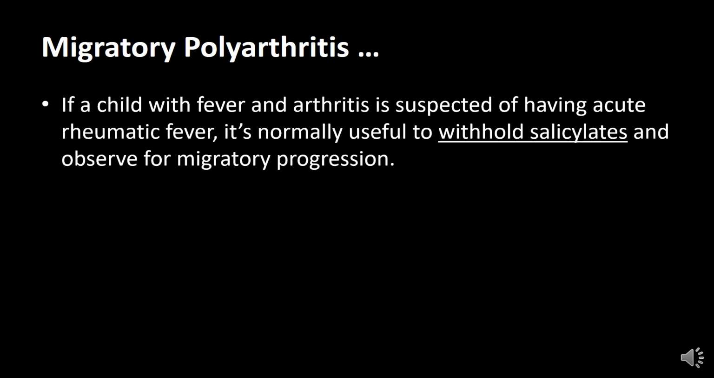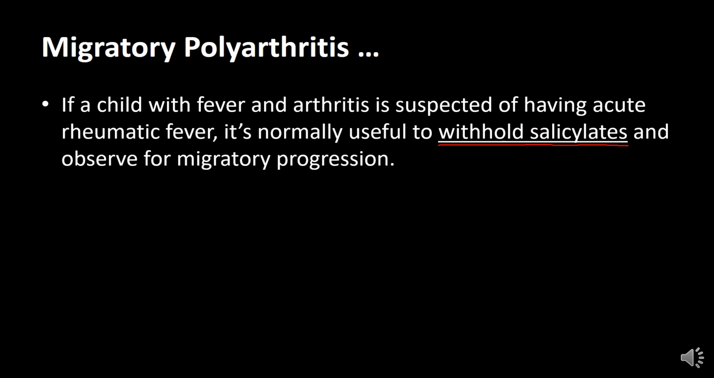Please listen to this. If a child presents with a fever and arthritis is suspected, and this child is also suspected to have acute rheumatic fever, please do not give salicylates at that point because you're going to mask its diagnosis. If a child is presenting with what looks like migratory polyarthritis, but again you're not so sure, the picture is not very clear, the recommendation is that you do not give salicylates because you're going to mask it.